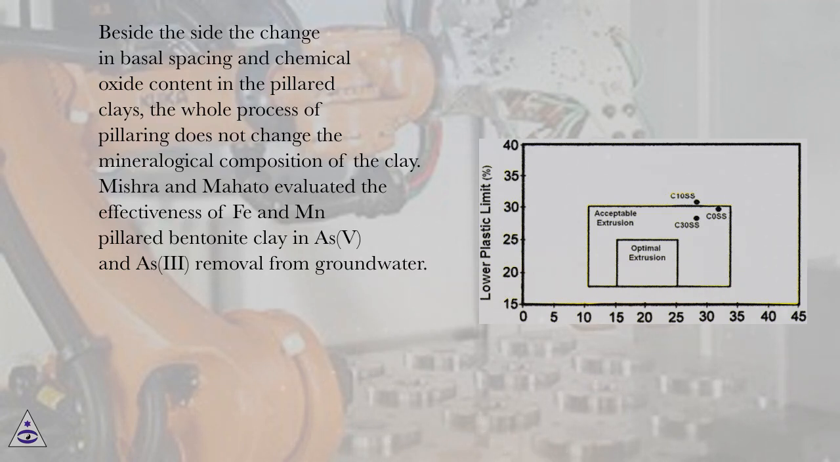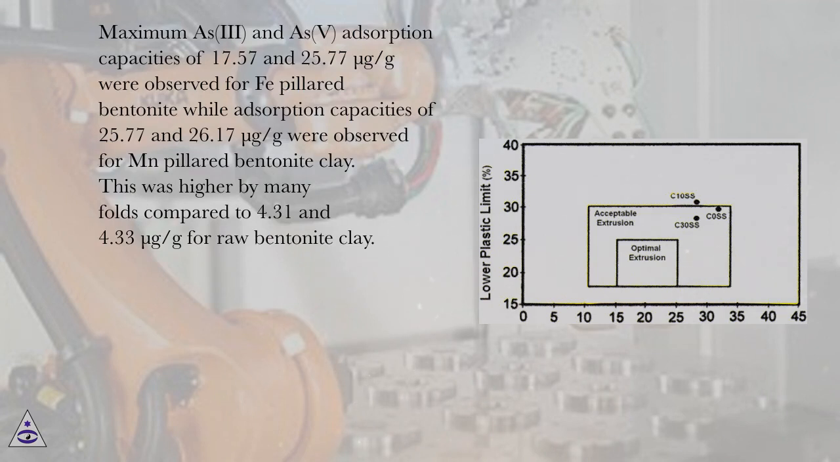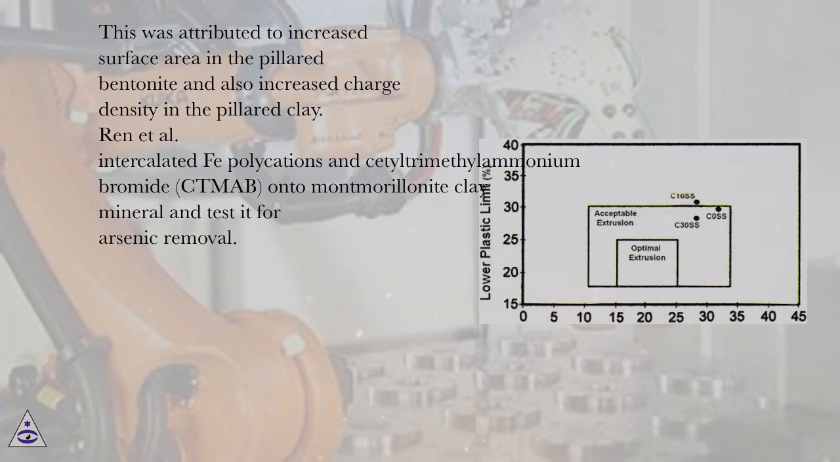Mishra and Mahato evaluated the effectiveness of Fe and Mn pillared bentonite clay in Sb(V) and Sb(III) removal from groundwater. Maximum Sb(III) and Sb(V) adsorption capacities of 17.57 and 25.77 mg/g were observed for Fe pillared bentonite, while adsorption capacities of 25.77 and 26.17 mg/g were observed for Mn pillared bentonite clay. This was higher by many folds compared to 4.31 and 4.33 mg/g for raw bentonite clay. This was attributed to increased surface area in the pillared bentonite and also increased charge density in the pillared clay.